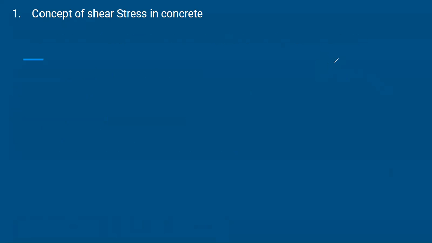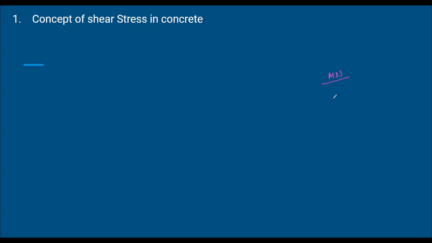Whatever theory we have studied before in mechanics of solids, we studied about shear stress and shear force. It is denoted by V. Shear force is denoted by V. Suppose we have studied the bending formula, M by I, F by Y, E by R.